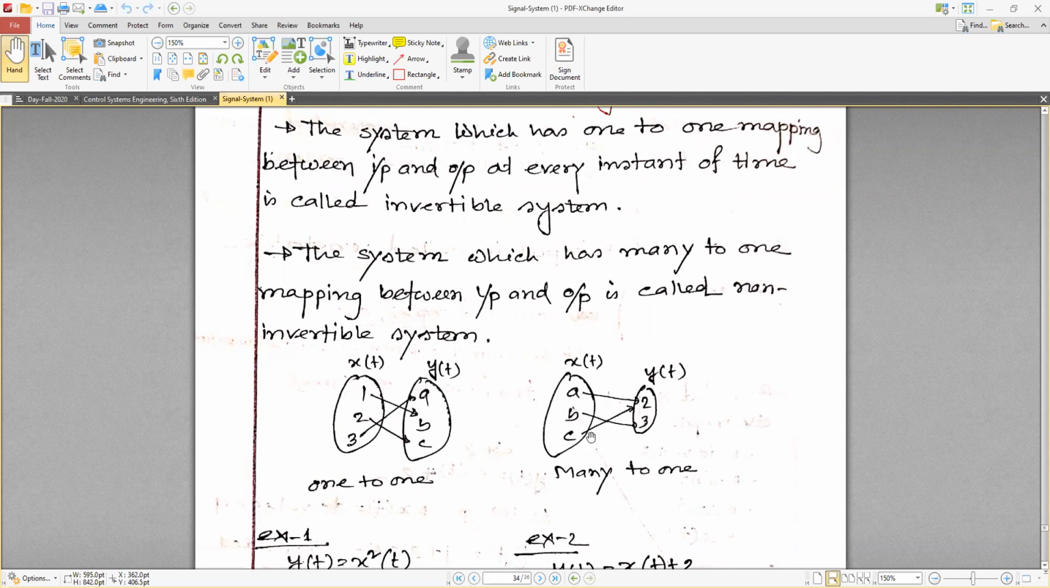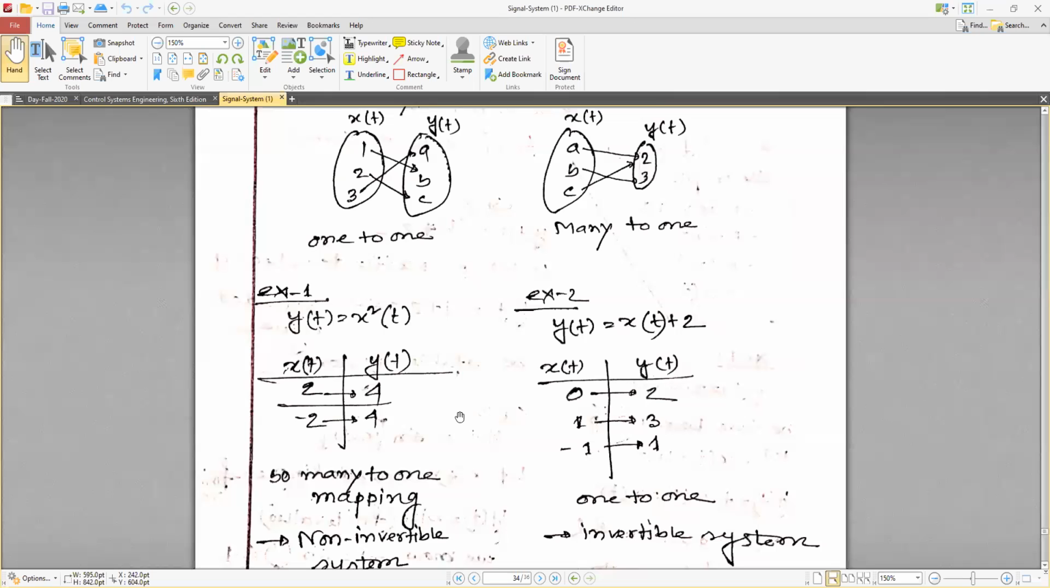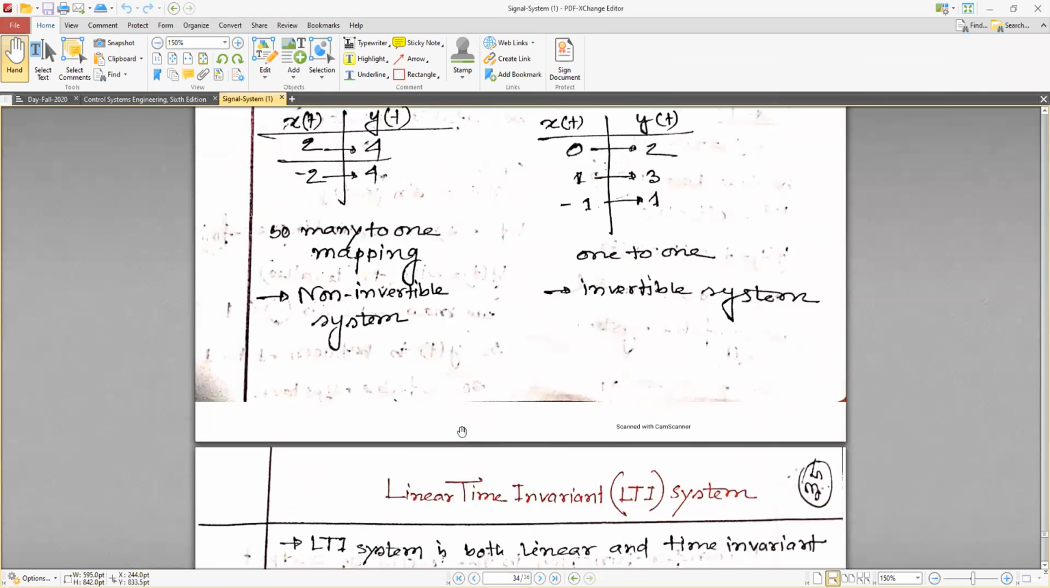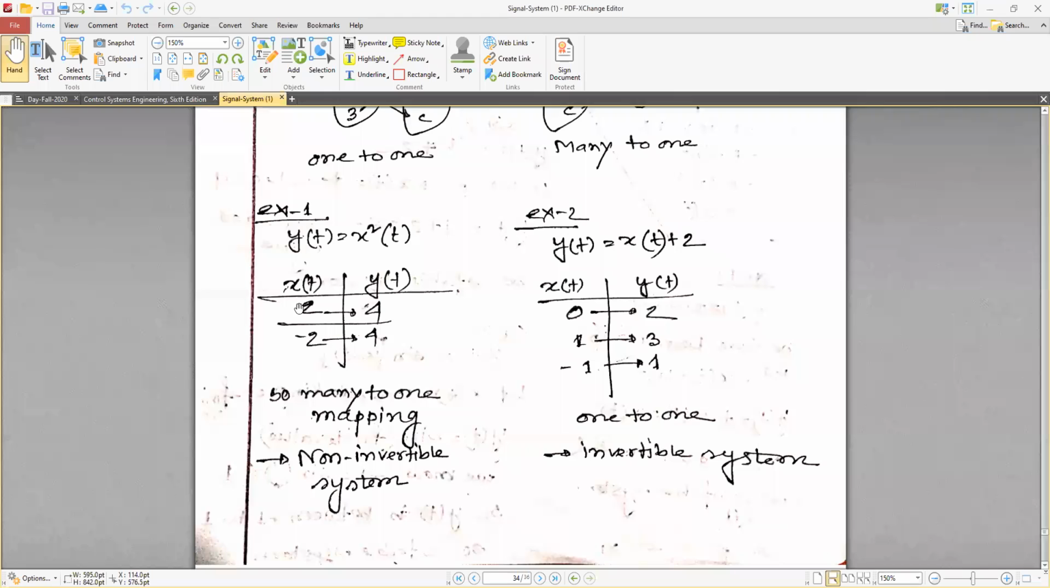See here, 2 has A and B, A and C. Some examples they have given here: one to one, invertible; one to many, non-invertible.